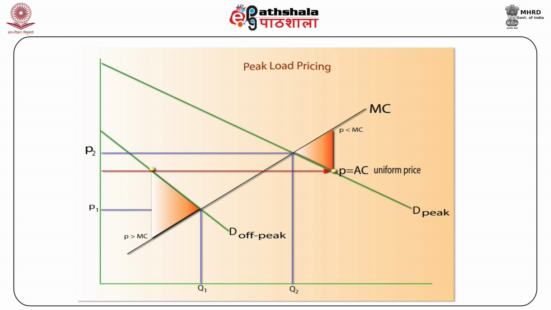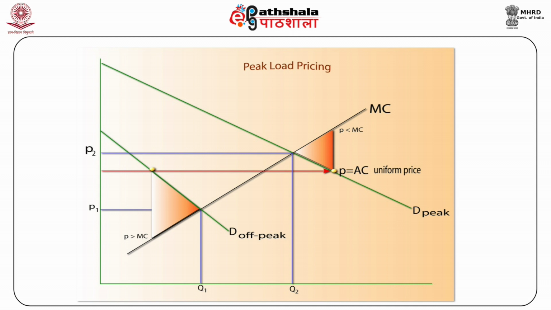There are three types of price discrimination: first degree, second degree, and third degree price discrimination. First degree or perfect price discrimination means that the producer is able to charge the maximum possible price that the consumer is willing to pay for each unit of the product sold and thereby capture all available consumer surplus.